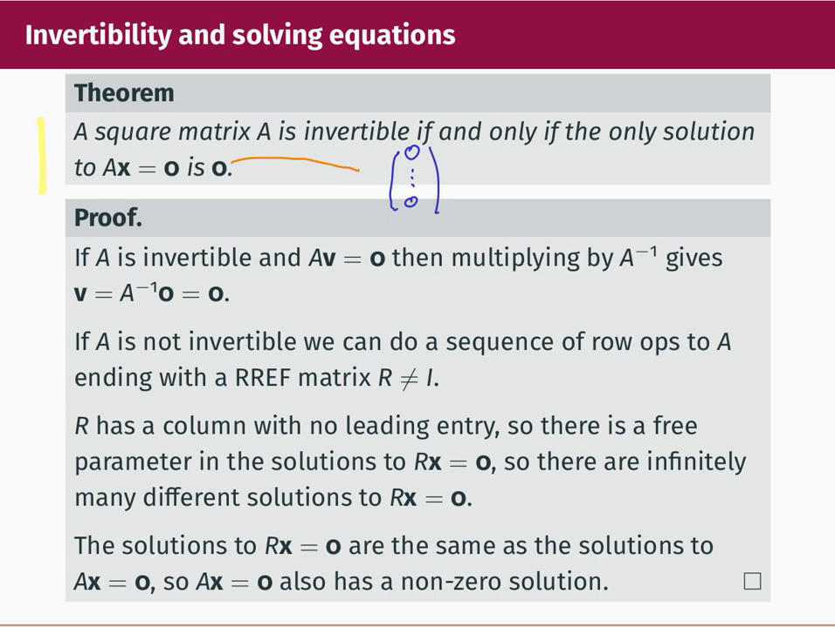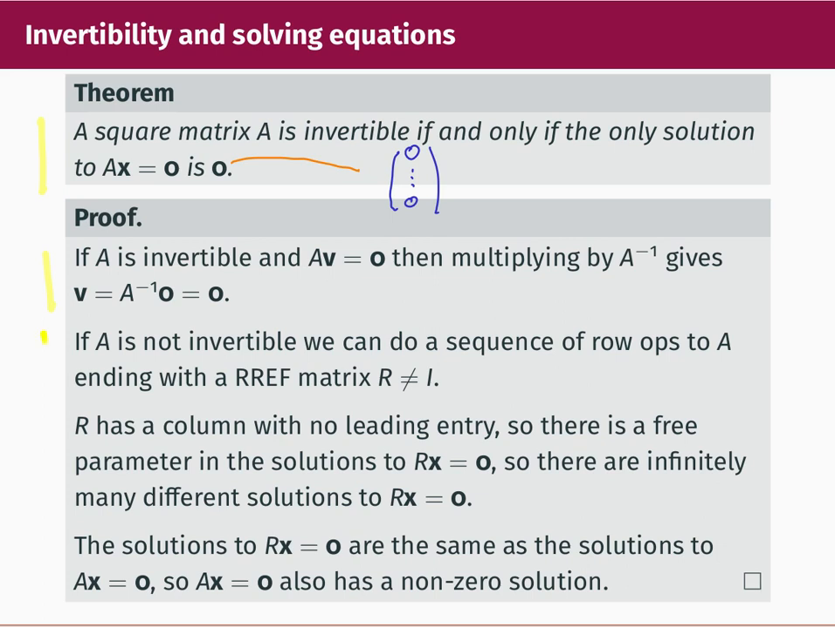Again, this is an if and only if theorem. So let's begin with the easy direction. If A is invertible, and if V is a solution to the matrix equation A times X equals 0, then multiplying that equation on the left by A inverse gives us that V is equal to A inverse times the 0 vector. But of course, when you multiply the 0 vector on the left by a matrix, you always get the 0 vector again. So the only solution V is actually equal to the 0 vector.